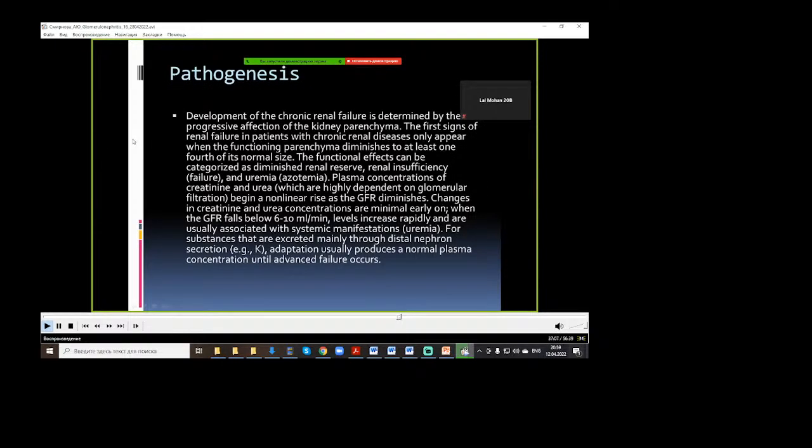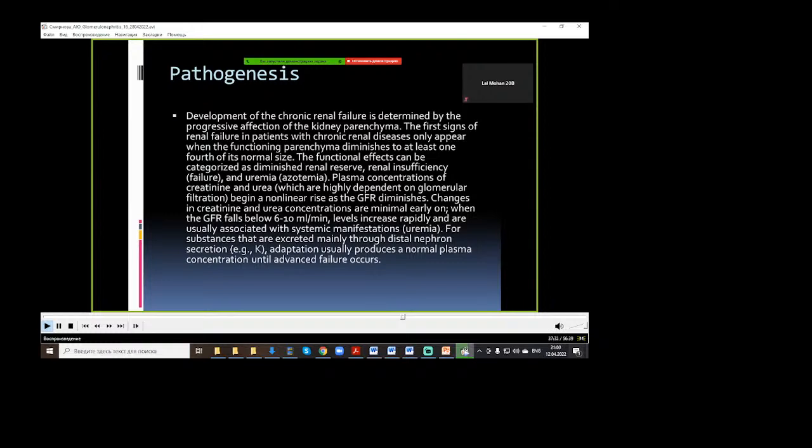Pathogenesis of chronic renal failure. Development of chronic renal failure is determined by the progressive affection of the kidney parenchyma. The first signs of renal failure in patients with chronic renal diseases only appear when the functioning parenchyma diminishes to at least 1/4 of its normal size.